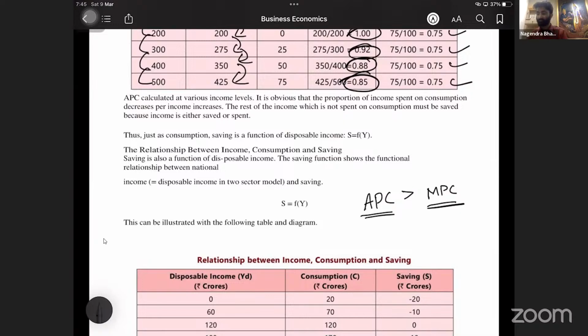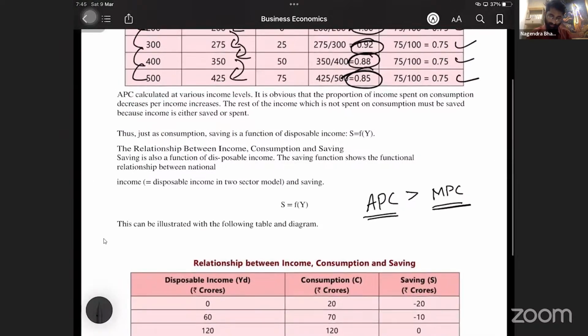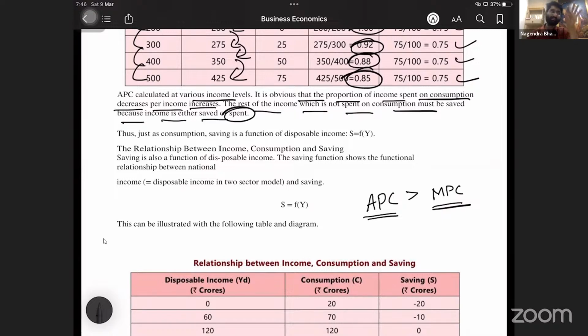Now, listen. APC is calculated at various income levels. It is obvious that the proportion of income spent on consumption decreases as income increases. APC goes on decreasing as and when your income increases. The rest of the income which is not spent on consumption must be saved, because income is either saved or spent. See, if MPC is 0.5, then what is MPS? Marginal propensity to save. MPC is marginal propensity to consume.